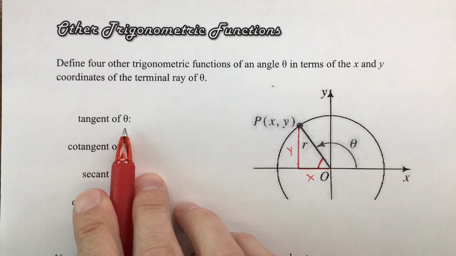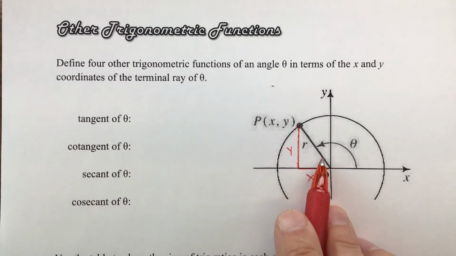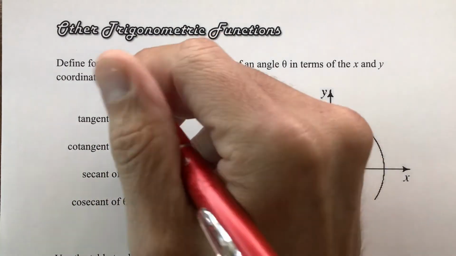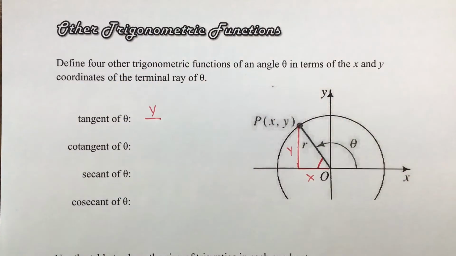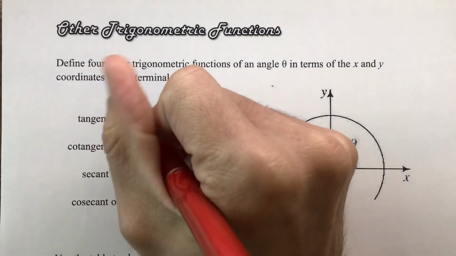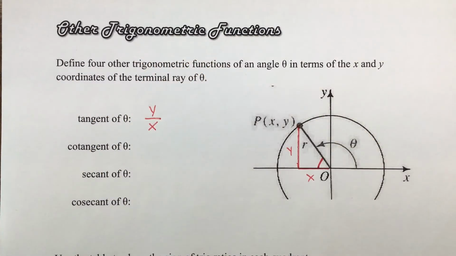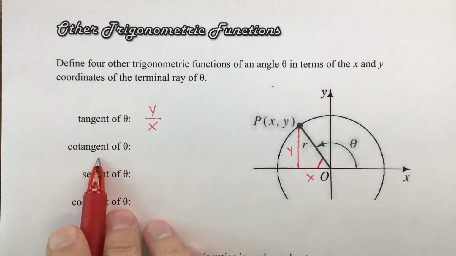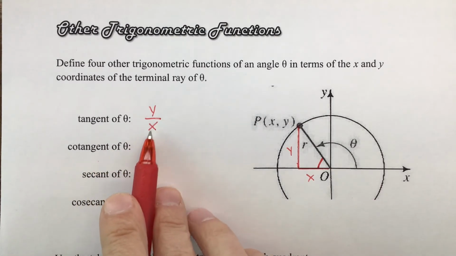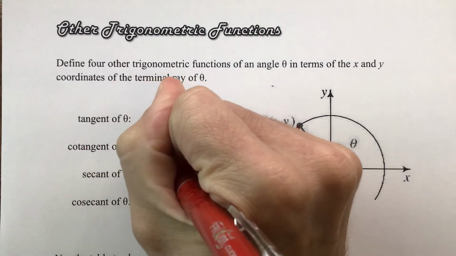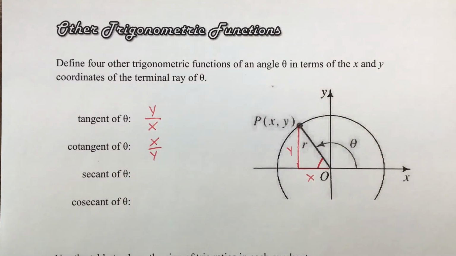So tangent is the opposite over adjacent. Opposite of that angle is the y value, so we're going to have the y value divided by the side adjacent to this, which would be x. So our definition in terms of x's and y's for the tangent of theta is y divided by x. The cotangent is the reciprocal of the tangent. That means that you could just call it x over y. That's how you would evaluate the cotangent of an angle.